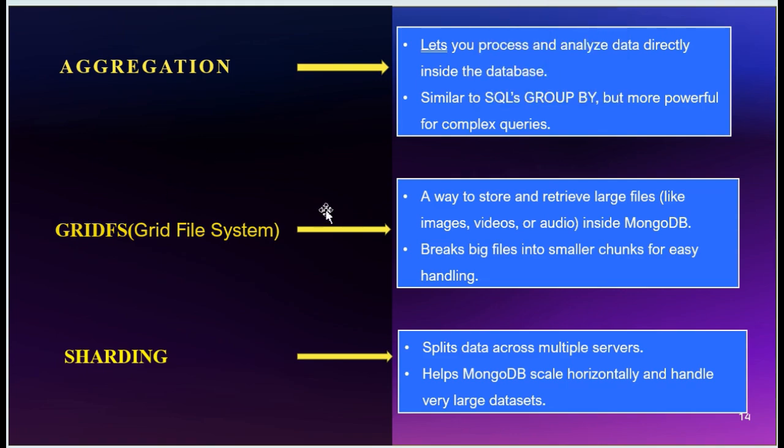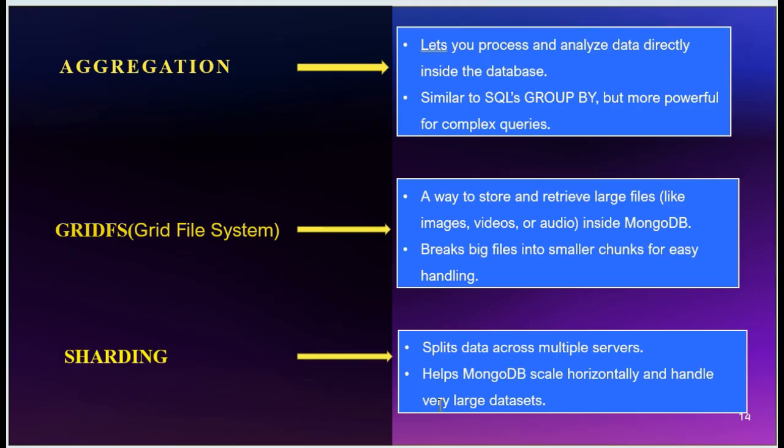So here one more is the grid file system. It is used to store large files in MongoDB. It saves files like images and videos. It breaks big files into small parts. These parts are stored separately, and it helps to easily upload and download large files.